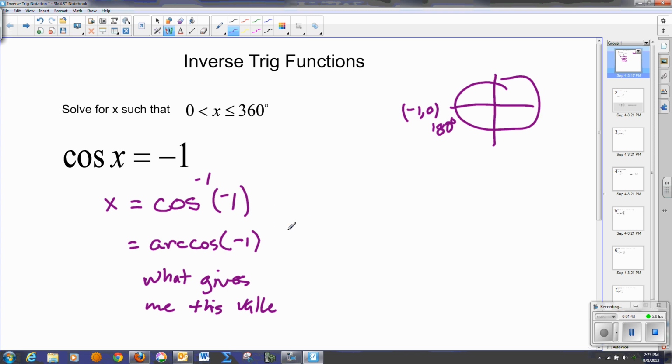So in this case, once again, I want to know what angle gives me an x value, since we're talking cosine, of -1, and that's 180 degrees. And that's equal to x. So now let's look at another problem.